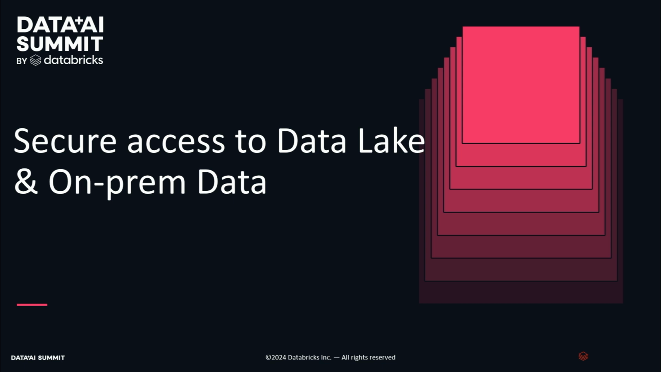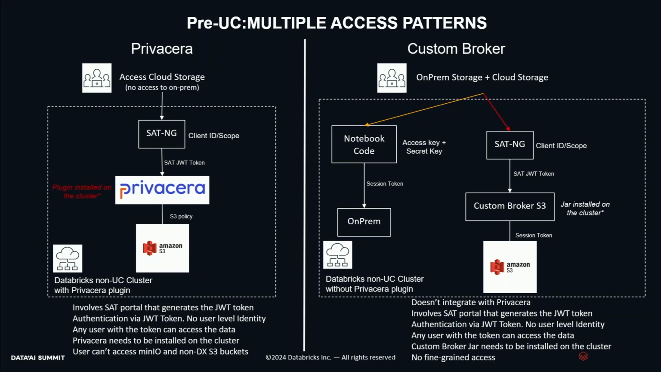Because of this, in the pre-Unity Catalog world, we had to maintain two different access patterns for on-prem and cloud data access, as you see here. In this diagram, Privacera is used only for cloud access, and there is another tool called Custom Broker, which we use for on-prem access.